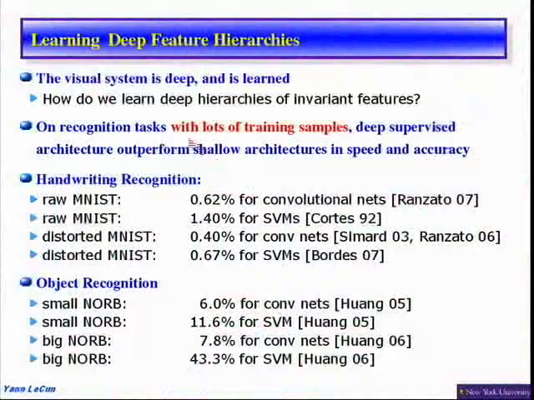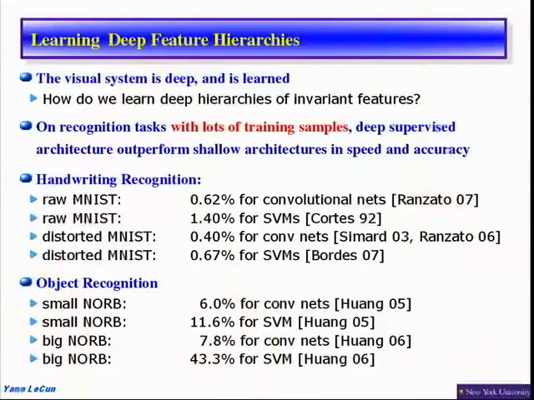OK, so if we compare those kinds of deep architectures, with 6, 7 layers or so, with shallow ones like support vector machines on visual tasks, it works much, much better. It's faster, it learns faster, and it has better accuracy. On things like MNIST, which is a handwriting recognition task, we can get down to about 0.4% with this, whereas SVMs have a hard time going below roughly 0.7, and are much, much slower.